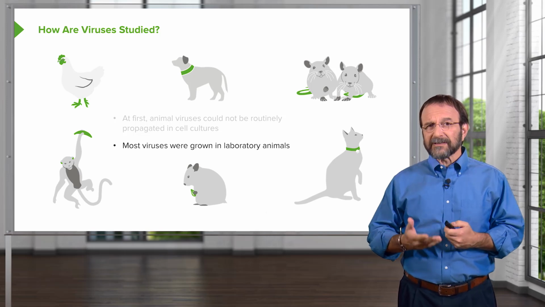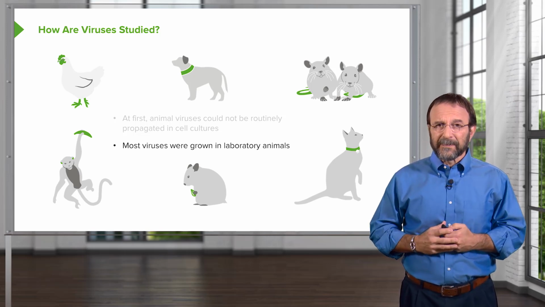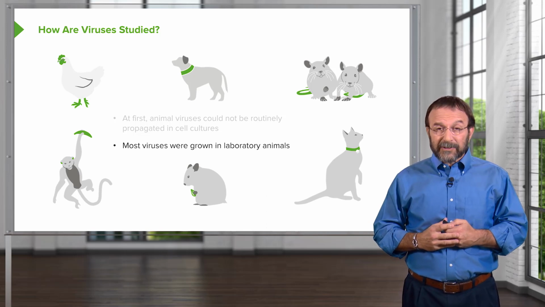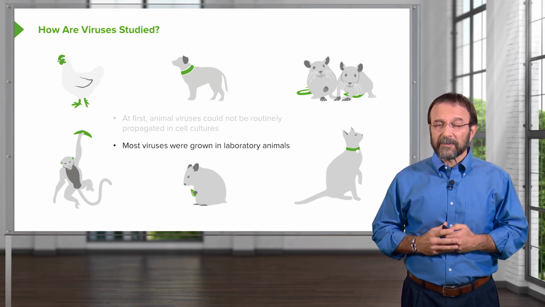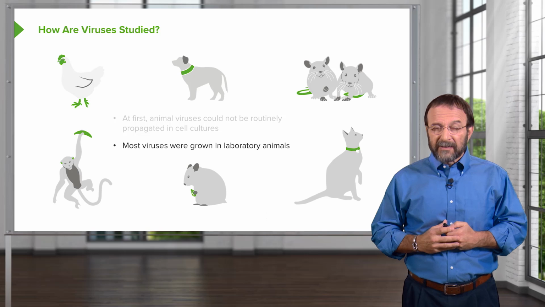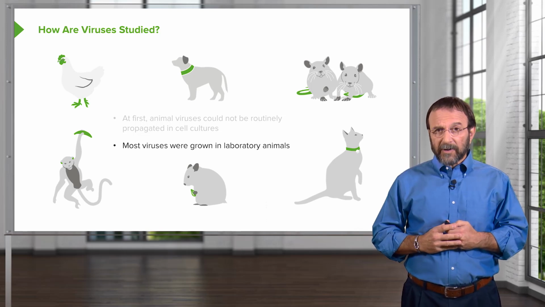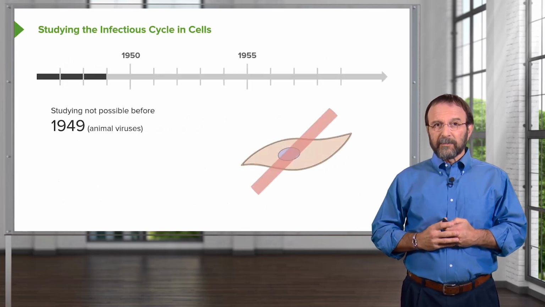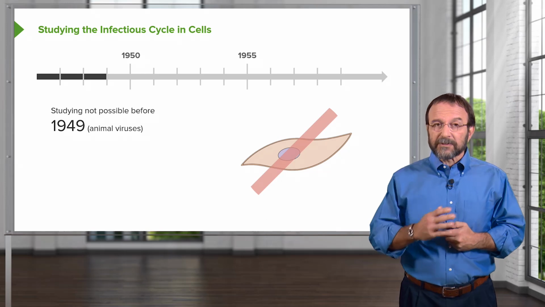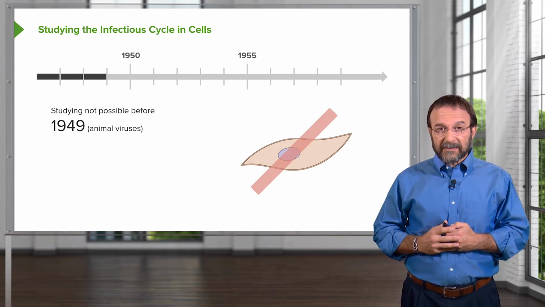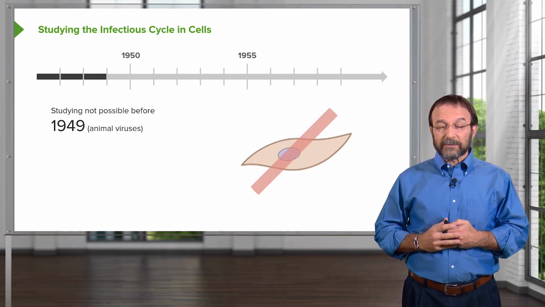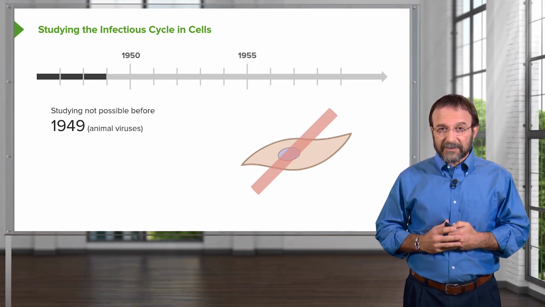But as you can imagine, this is not a convenient procedure. Plus, laboratory animals can differ from experiment to experiment. So it was very important to try and determine how to grow viruses in cells, and many scientists worked on that problem. Before 1949, it was not possible to use cells in a consistent and reproducible way to study viruses.